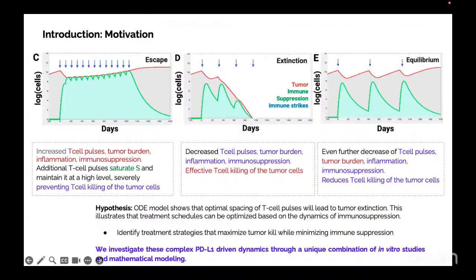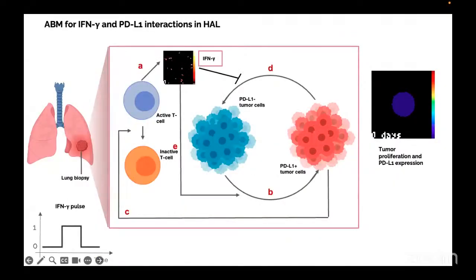So what we were trying to identify is, can we understand these complex dynamics in the tumor immune microenvironment and see if we can maximize tumor kill by minimizing immune suppression? So what we did was we used a mix of in vitro studies as well as agent-based modeling to see if we can better understand this complex dynamics. So as always, we need assumptions. And I'll just quickly go over the sketch that you see here.